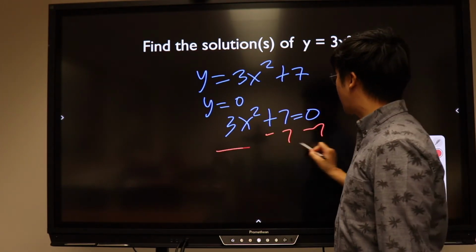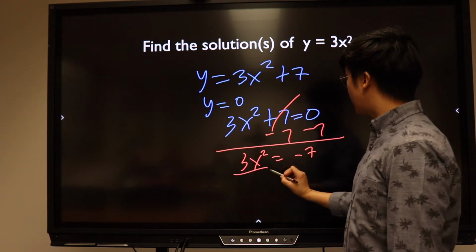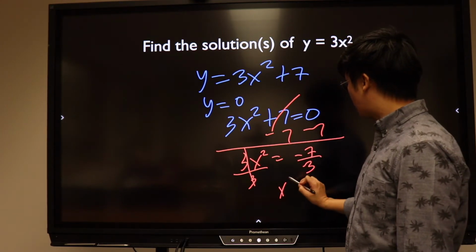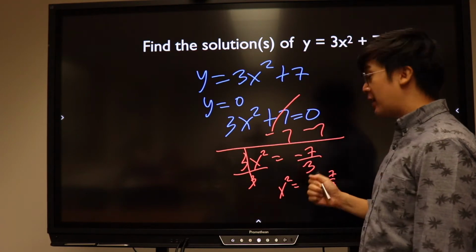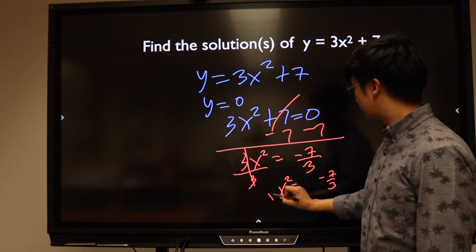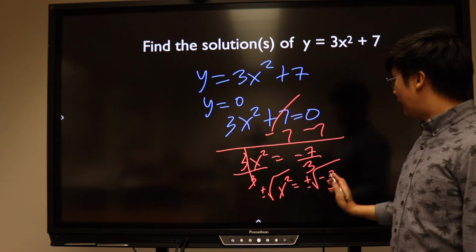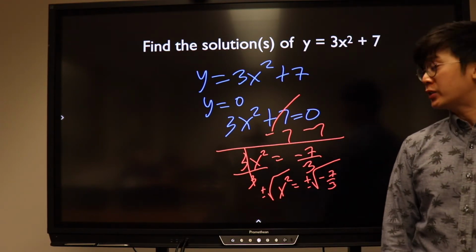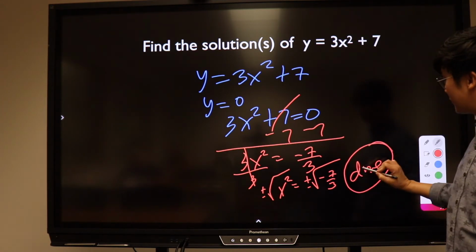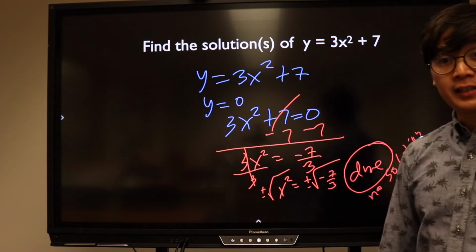Minus 7, 3x squared is equal to negative 7. Divide by 3, right? So I have x squared is equal to negative 7 over 3. What's the next move? Square root it, and positive or negative, right? Now, what is the square root of negative 7 over 3? Does not equate. No solution, does not exist.